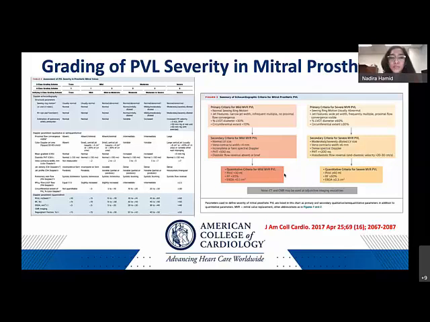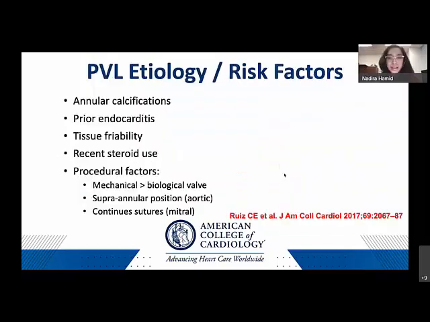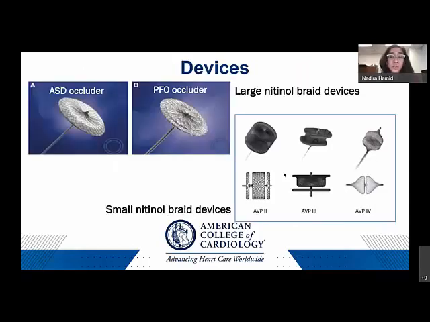In terms of echo grading of paravalvular leak severity, it's like any regurgitation, a multi-parametric approach. So you would want to use semi-quantitative and quantitative assessment for your paravalvular leak assessment. In our patient that I showed you earlier, she certainly has a previous history of endocarditis, which predisposes her to increased risk for paravalvular leak. She had multiple surgeries, so her tissues are friable, and other risk factors include calcification, medication use such as steroid use, or procedural factors such as continuous suture in patients who had undergone surgery.